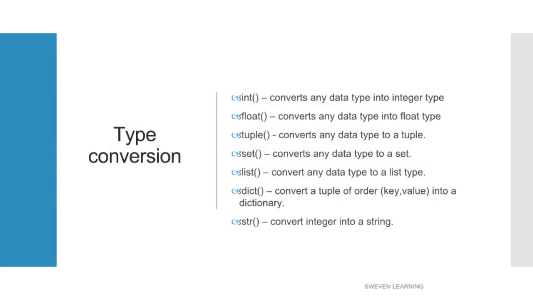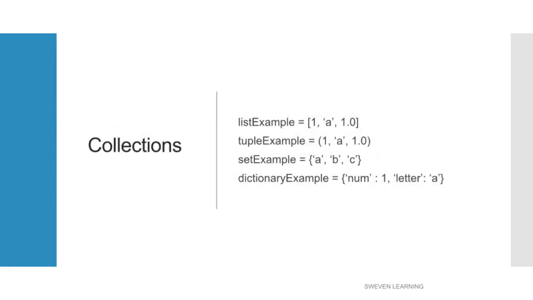Type conversion is the concept of converting the data type of a value from one type to another. There are 4 types of collection data type. List is an ordered and changeable collection. Tuple is an ordered and unchangeable collection. Set is an unordered and unindexed collection. Dictionary is an unordered, changeable and indexed collection.